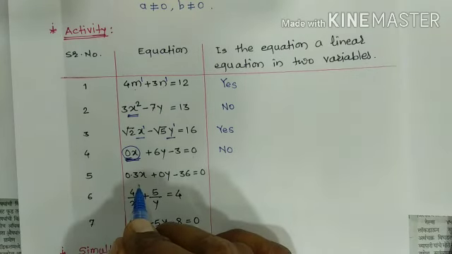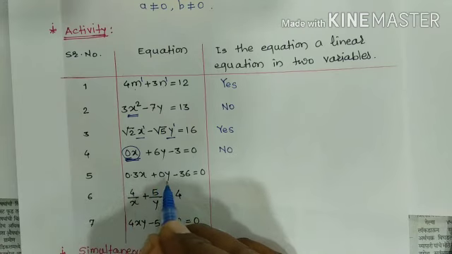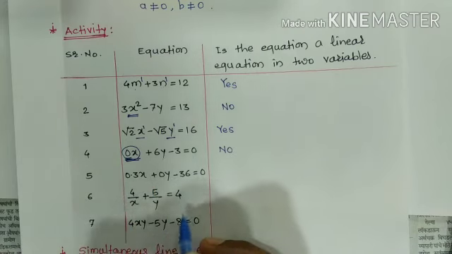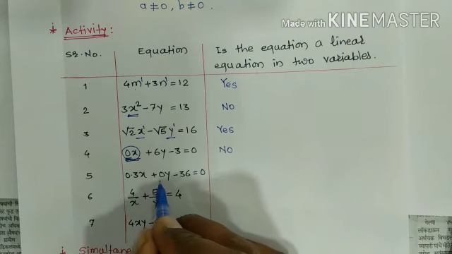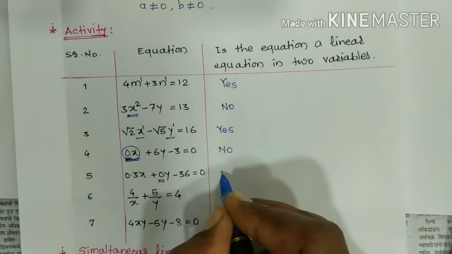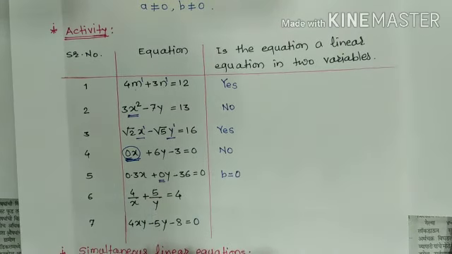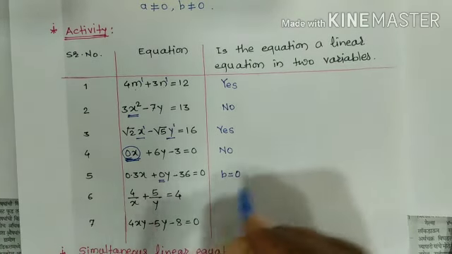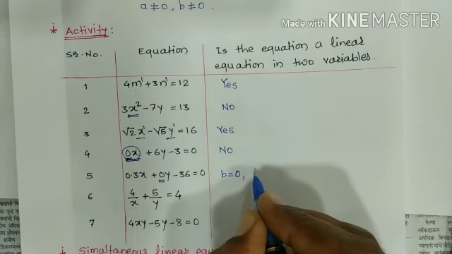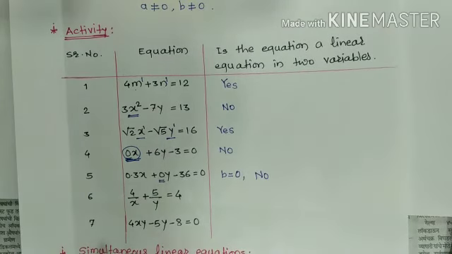In example 5th, it is 0.3x plus 0y minus 36 equals 0. Here the coefficient of y equals 0, that is b equals 0 by the general form, and that's why this is not a linear equation in two variables. So we write here, no, this is not a linear equation in two variables.